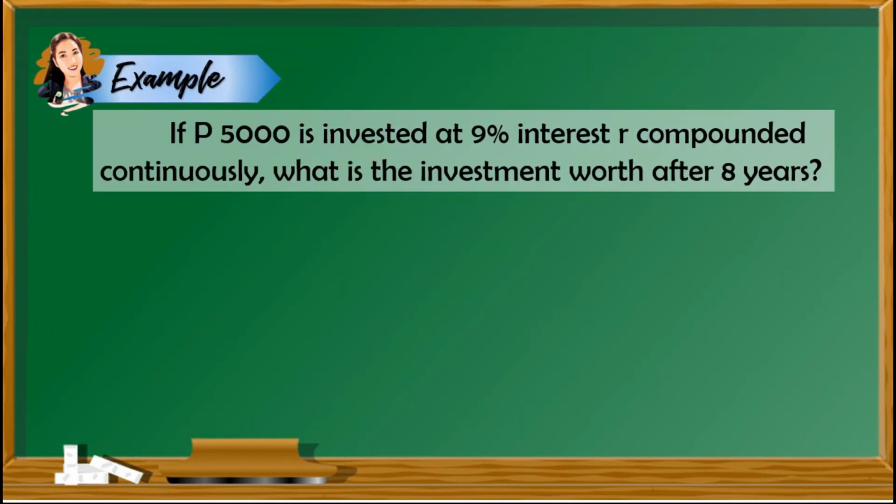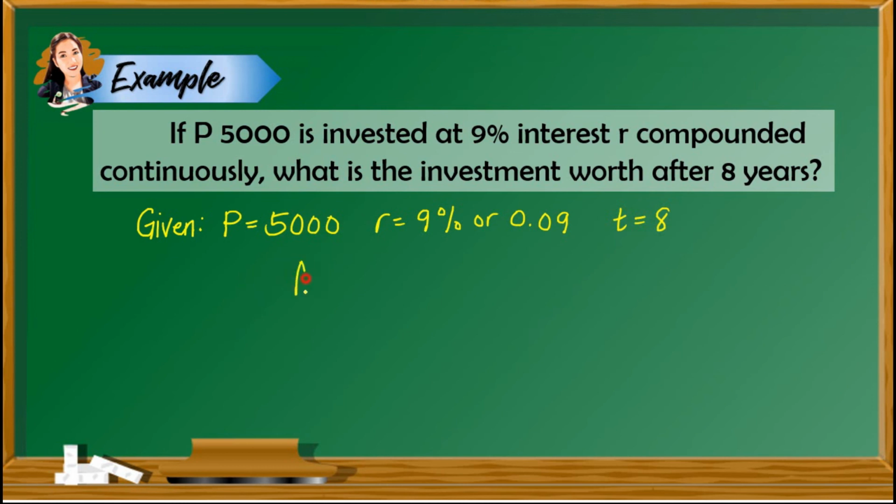Example, if 5,000 is invested at 9% interest compounded continuously, what is the investment worth after 8 years? Since it is indicated in the problem that the interest is compounded continuously, we need to follow the formula for continuously compounded interest. So first, let us list down the given values. Here we have the principal value, which is 5,000, the rate, which is 9%, or in decimal, it's 0.09, and the time, which is 8 years.